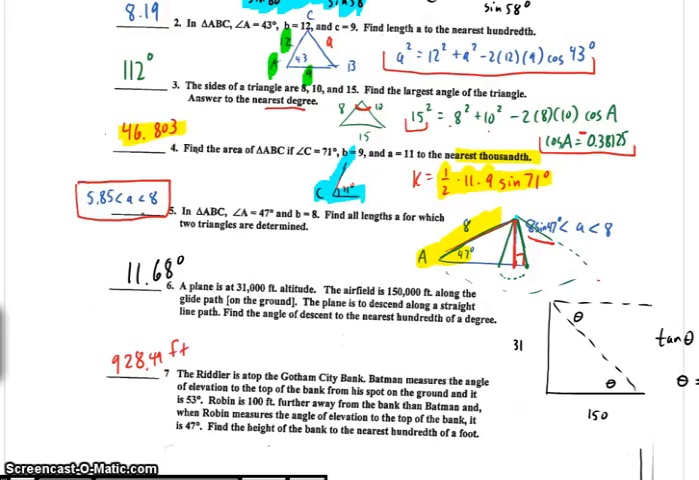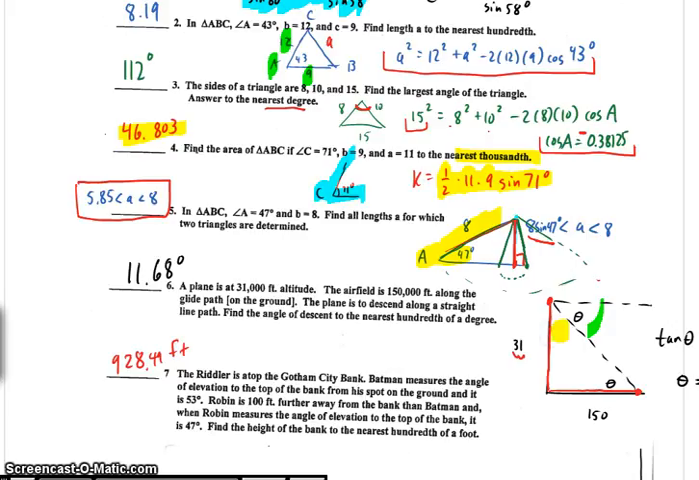All right, number 6, simple problem. It gives a plane. It's at 31,000 feet. Okay, I'm just going to write that as 31. And it says that an airfield is 150,000 feet along the ground from this, and it says the plane is to descend along a straight line path. Find the angle of descent. The key is having this angle in the right place. Okay, the angle of descent would be this angle, so it's the green one, not the yellow one.